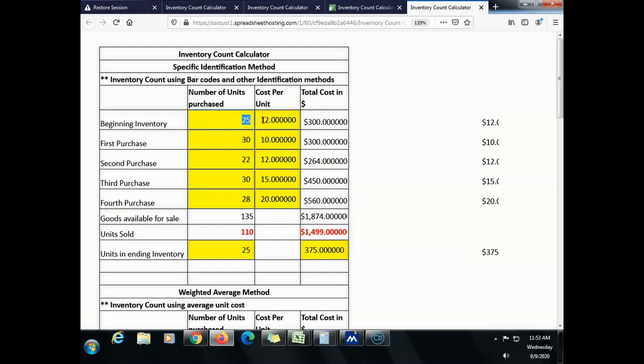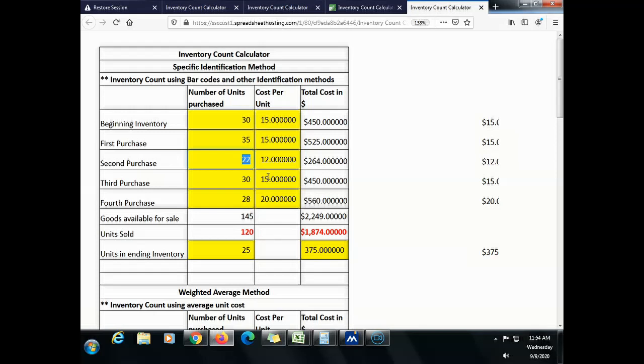Let's say the total number of units in your beginning inventory is 30 and cost per unit is $15 per unit. Notice this calculator figures out your total cost, which is $450. Let's say first purchase on your invoice, the total number of units you have is 35 units. Cost per unit, let's say this is $15 a unit. Total comes about $525.